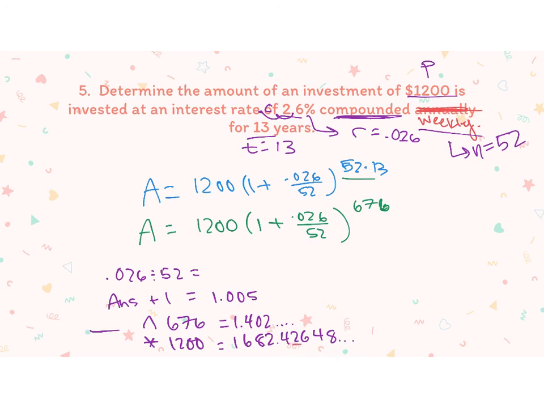So I want to round to the 2, so I look at the 6 to decide the 2, and that's $1,682.43 there. Don't forget your dollar sign. And that is my amount at the end of 13 years.